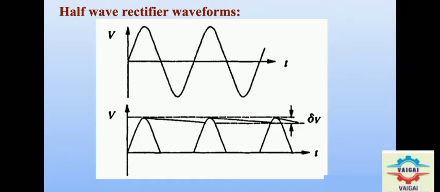It is a waveform of the half wave rectifier. First one is the voltage with respect to time. It is the input voltage, high voltage AC. Then the output voltage, high voltage DC, is given by the second waveform. First one is the high voltage AC input waveform. Second one is the high voltage DC output waveform, in which during the positive half cycle the wave is rectified since the diode is forward biased.